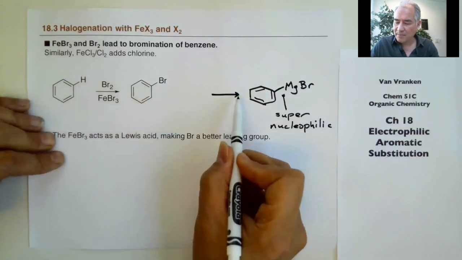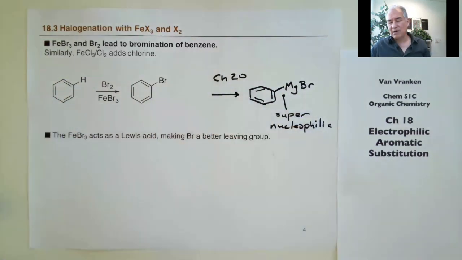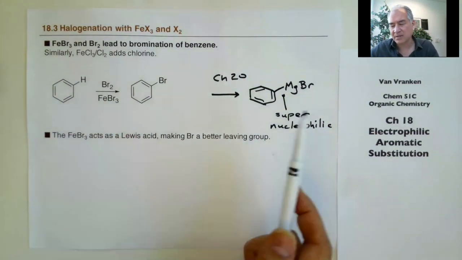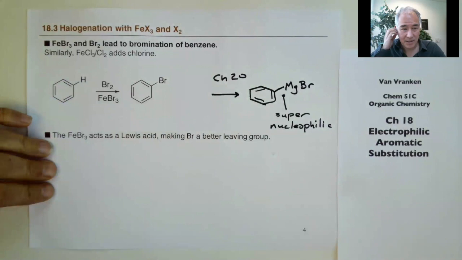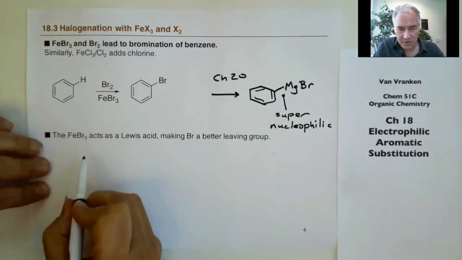And so I'm going to force you to wait until chapter 20 to learn that secret reagent. I think you already know the secret reagent is magnesium, but it's going to be super important to put halogens on benzene rings because you can convert those into amazing nucleophiles. Okay, let's go ahead and talk about the mechanism for this electrophilic aromatic substitution.